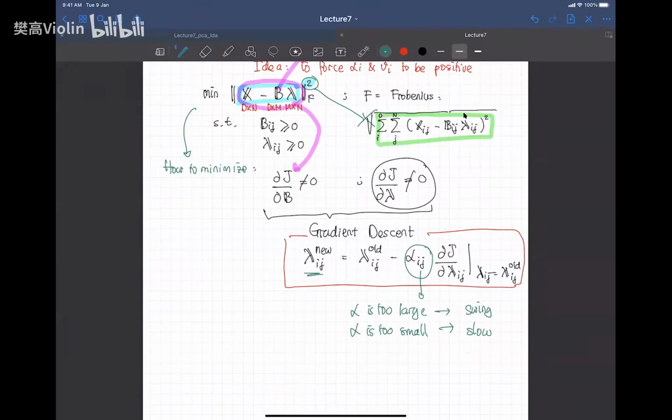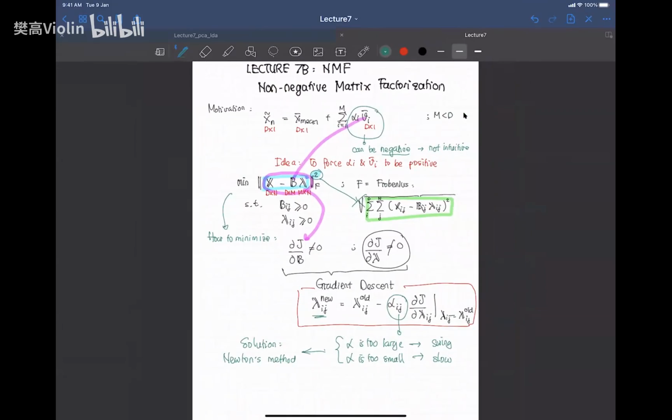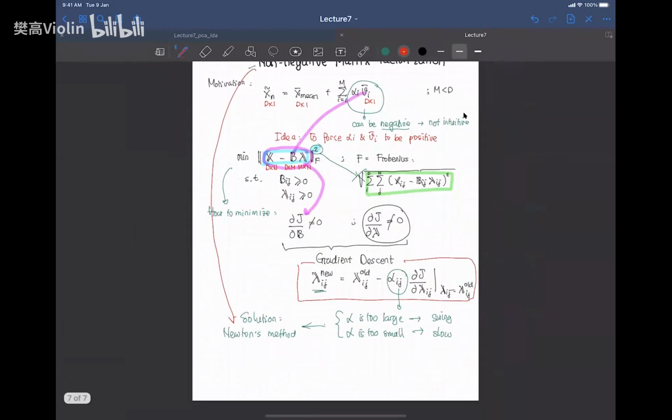That's correct. So to solve this problem, what will be the immediate solution? Yes, it was proposed 300, 400 years ago by Newton. So Newton already knew about this problem, and the solution is called Newton's method. So NMF here uses Newton's method instead of gradient descent. Okay, so that's the basic idea.